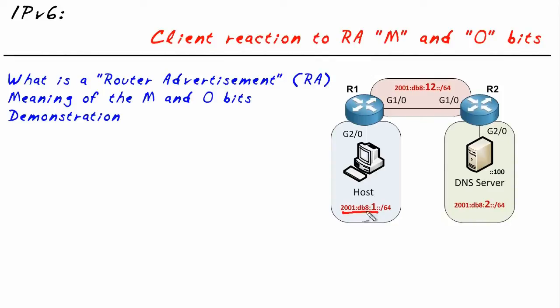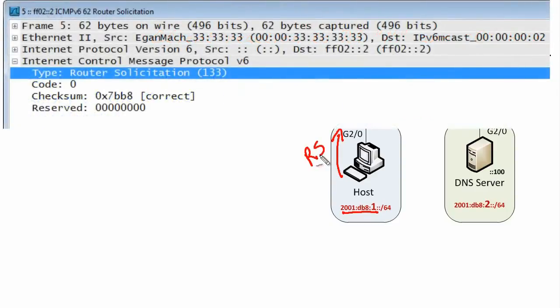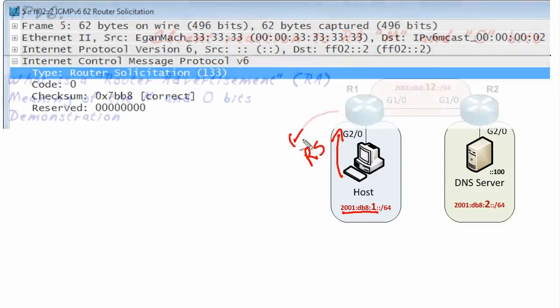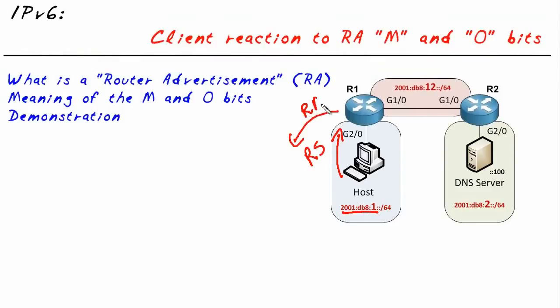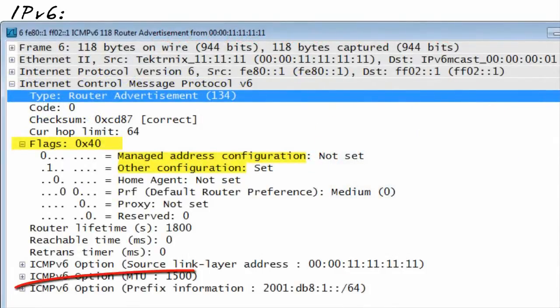Now, the magic behind making that work is that when the client boots up to the network, it sends a router solicitation. Like, hey, I need to know network information. And the router, in response to that, sends a router advertisement. Inside of that router advertisement, it's magical. It's got the network information.